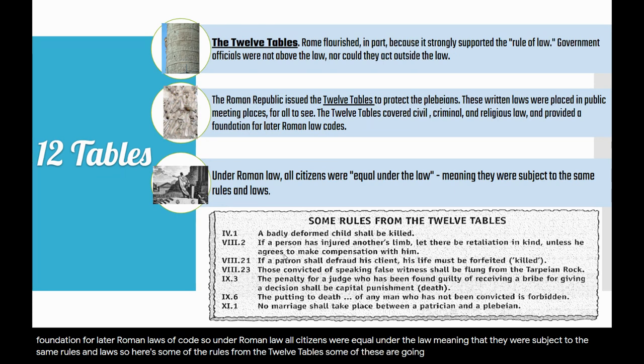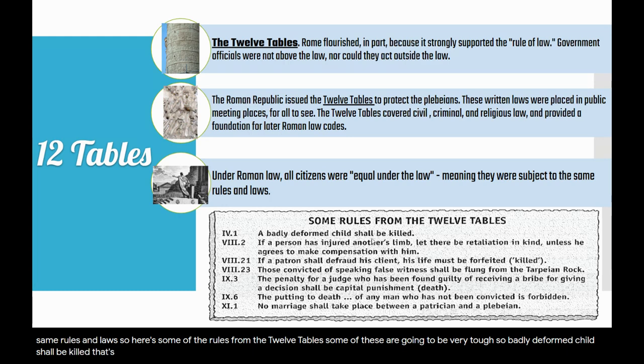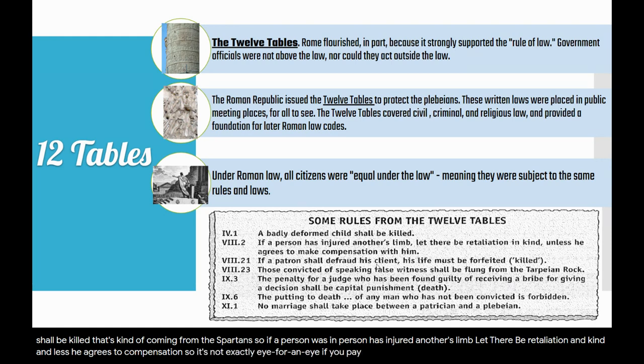Some of these are going to be very tough. A badly deformed child shall be killed. That's kind of coming from the Spartans. If a person has injured another's limb, let there be retaliation in kind unless he agrees to compensation. So it's not exactly an eye for an eye. If you can pay the person, then you do that.